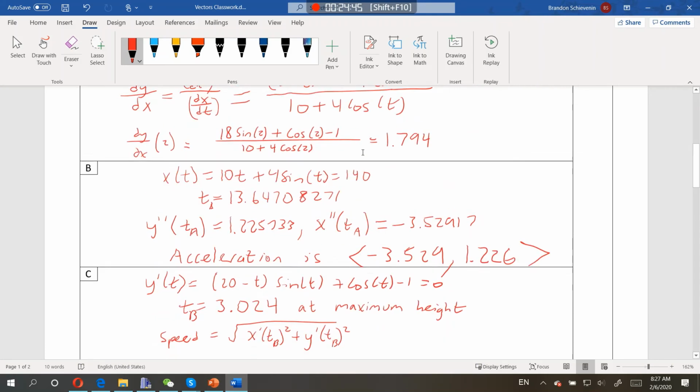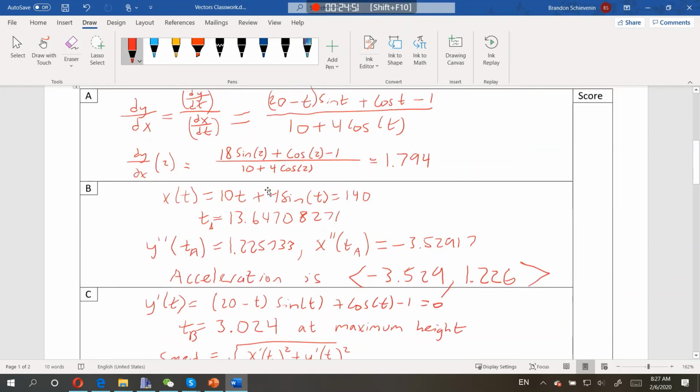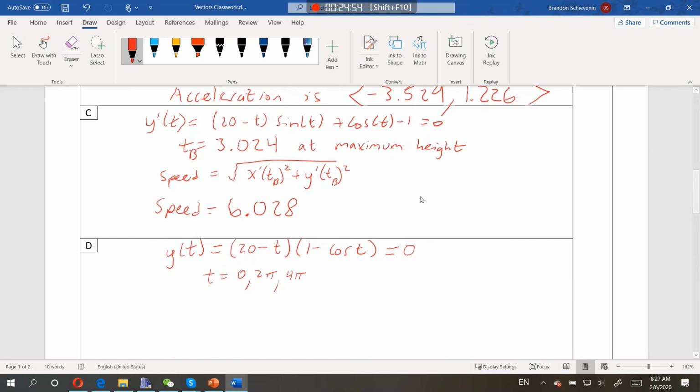Okay. So which zeros are we looking for? There are 2 times between 0 and 18, so it's not including 0. So the times we want are 2 pi and 4 pi. Okay, next.